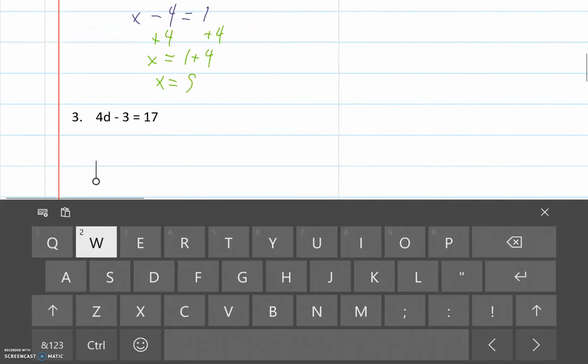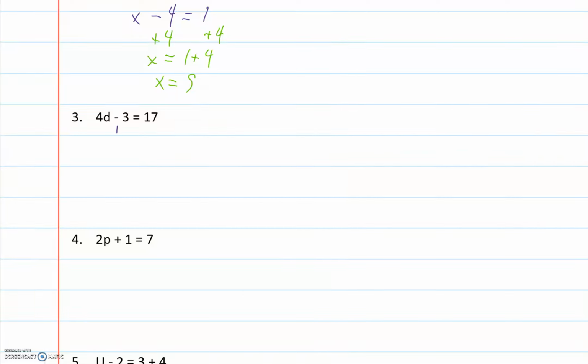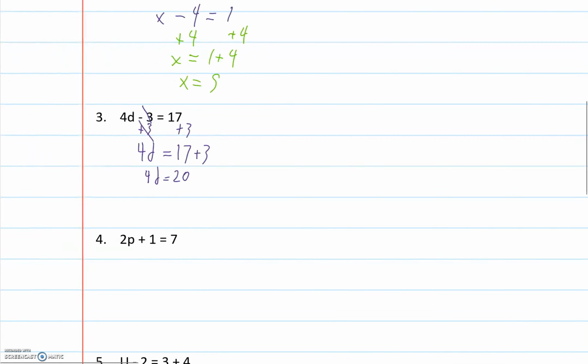So first, we're going to add 3 to both sides, which cancels this. Get 4d here. 17 plus 3. So now we have 4d equals 20. Okay, now we can do the division.